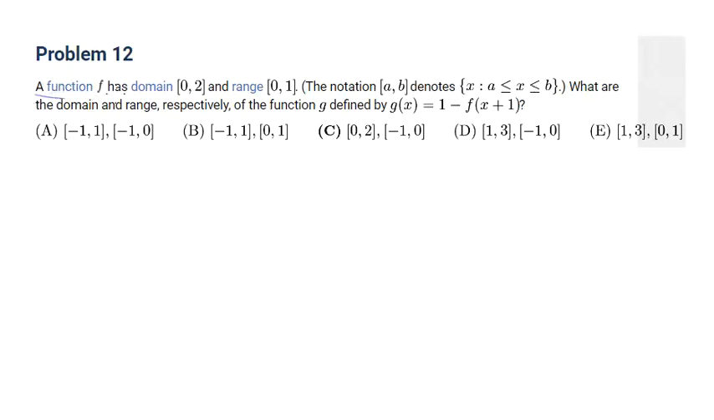A function f has domain [0, 2] and the range [0, 1]. What are the domain and range respectively of the function g(x) = 1 - f(x + 1)?